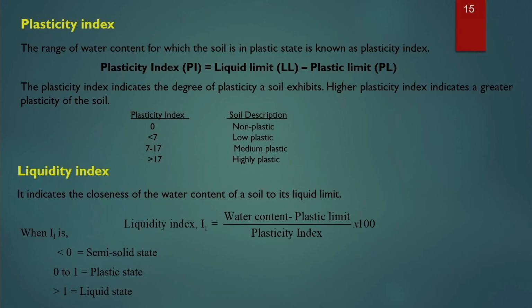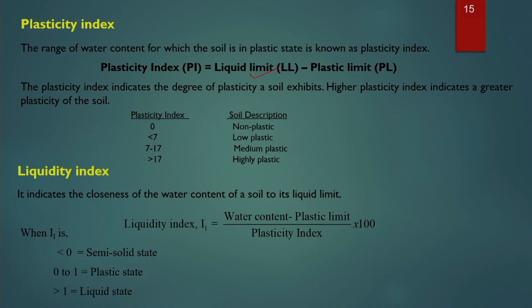Next will be the plasticity index. Plasticity index is the range of water content for which the soil will be in the plastic state. Plasticity index therefore can be defined as the difference between the liquid limit and the plastic limit. So the wider the plasticity index, the more easily the soil can be deformed into shapes, and also the higher the plasticity index, the soil will have higher compressibility, higher water content, higher swelling characteristics, and lower hydraulic conductivity.